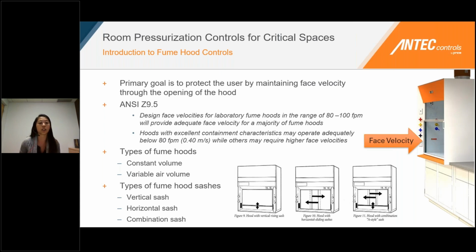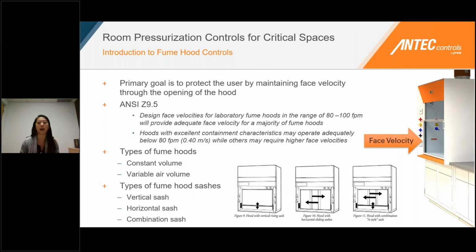And then also considering different types of fume hood sashes. So a vertical sash is essentially a fume hood that has an opening that can only move up or down. A horizontal sash is essentially horizontal panes that can only move left and right. And then a combination sash is a combination of both, where you can move the sash both up and down, but that also has horizontal panes that you can move left and right, independently of that vertical sash.